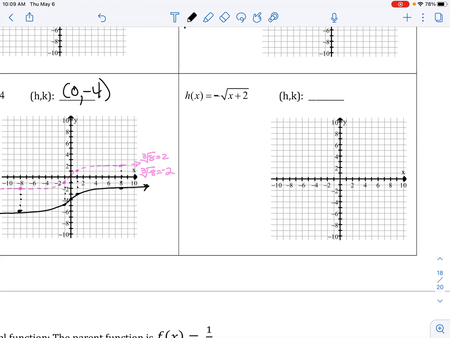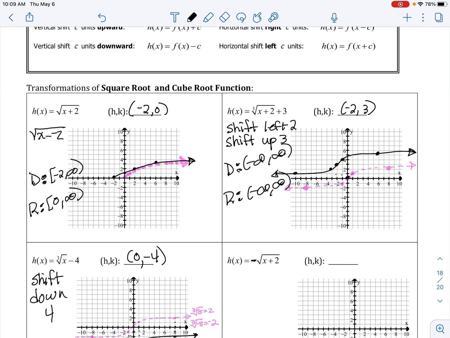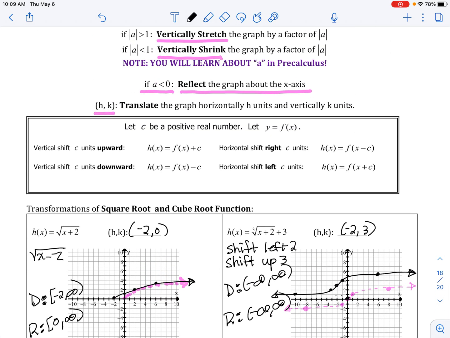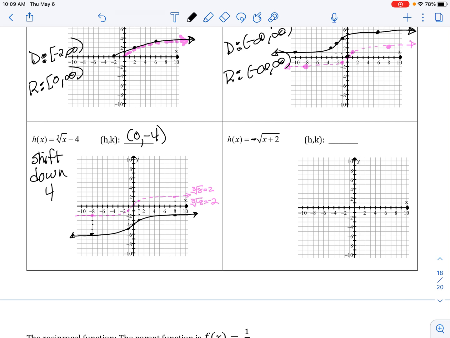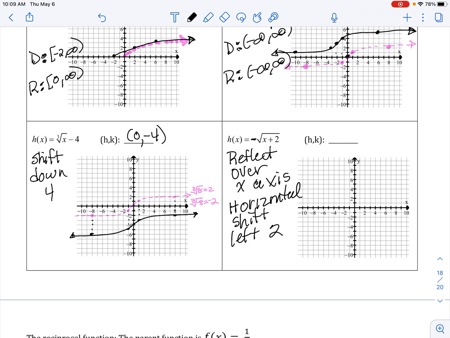We've got this negative out front here, and that means something. So if we go back up here, we remember that when a is less than 0, that is reflecting us about the x-axis. So if we have a negative in front of our function, this is a reflection. So we're reflecting over the x-axis, and then we are having a horizontal shift left 2.